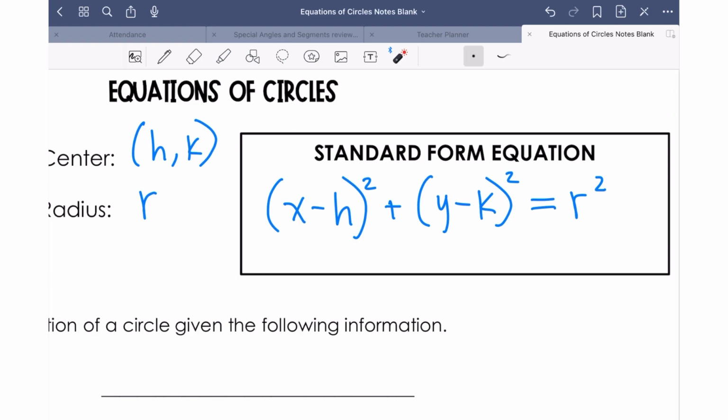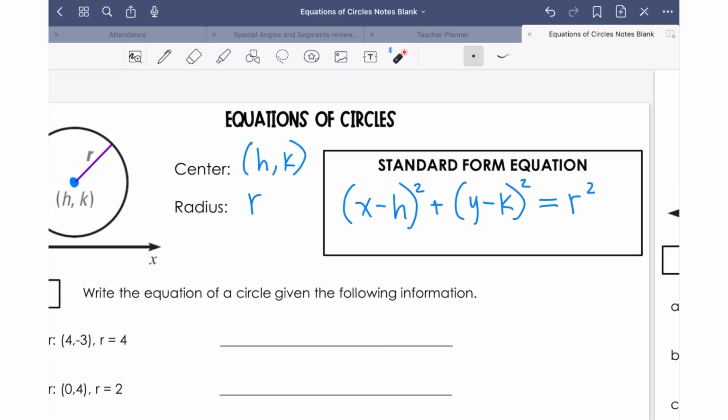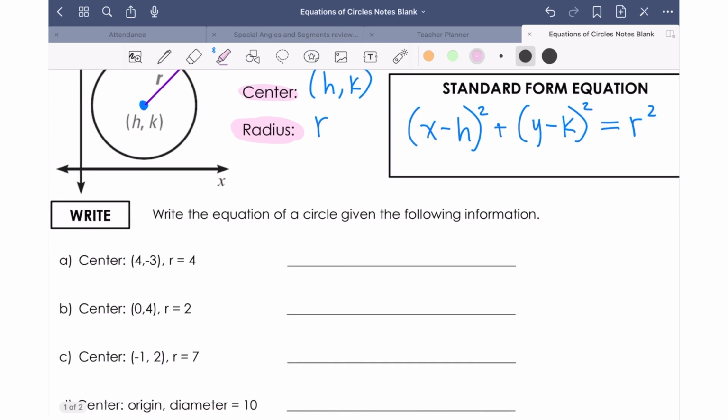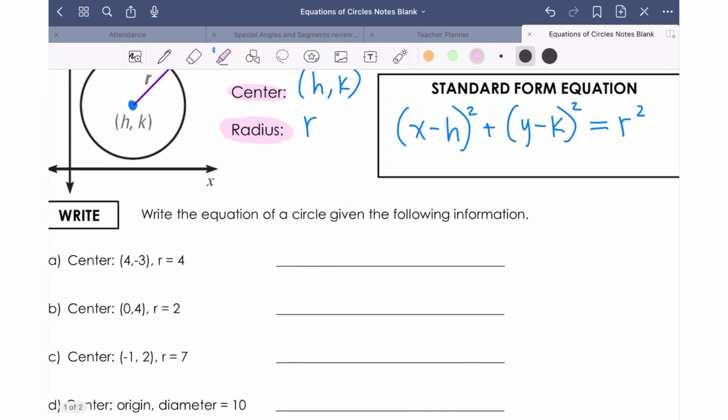This equation is very specific, but it's very easy to use and follow because it only has two parts of the circle that we need to know, the center and the radius. Those are the most important things in our circle that are going to help us write that equation, the center and the radius. So that's all you need. Let's get started on writing it.